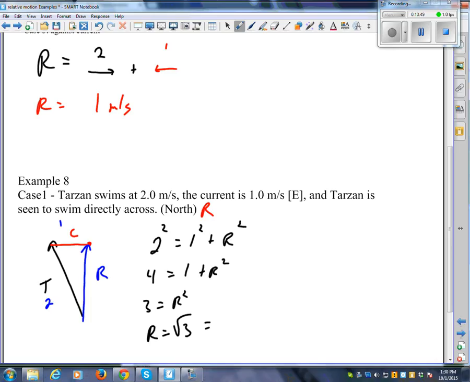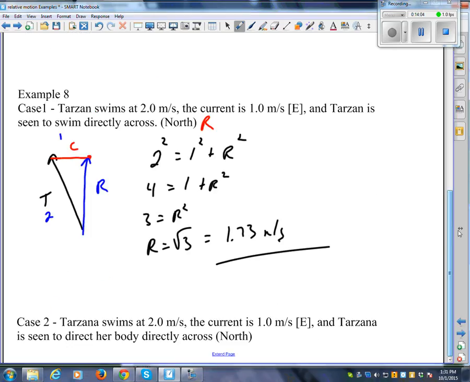1.73. How come he's going slower than his original 2? He's got to use up some energy going against the current, right? That makes sense? Do I need an angle here? No, because we're told he's going straight north. Straight north.